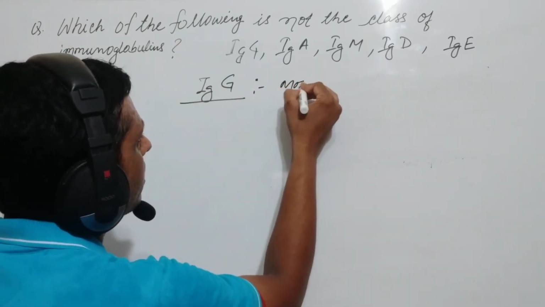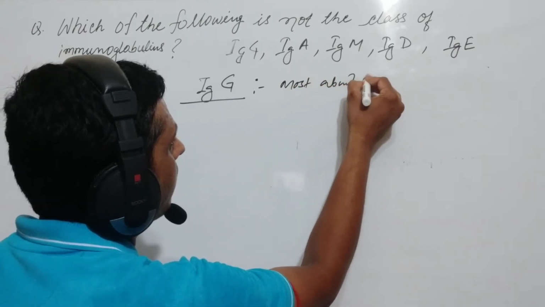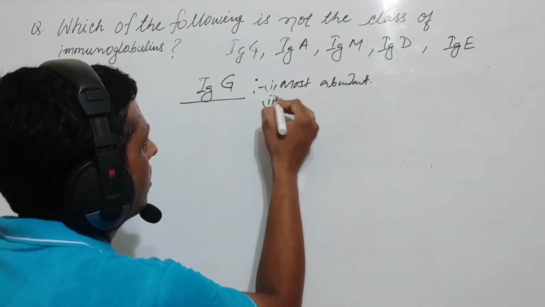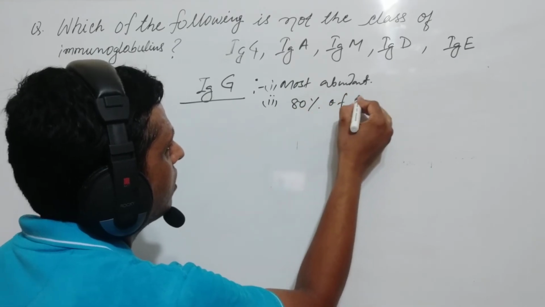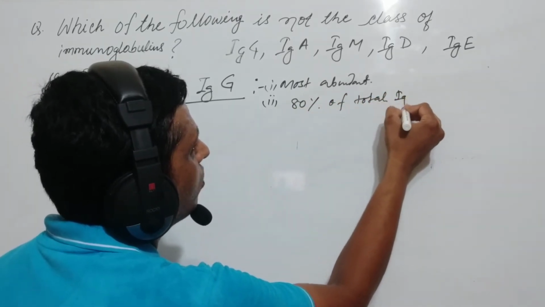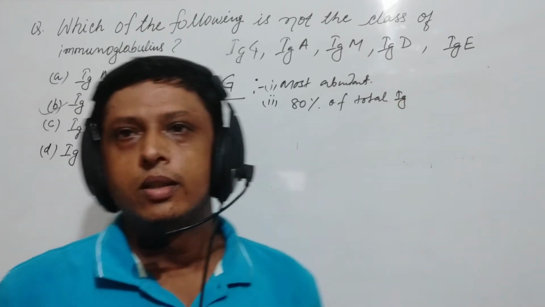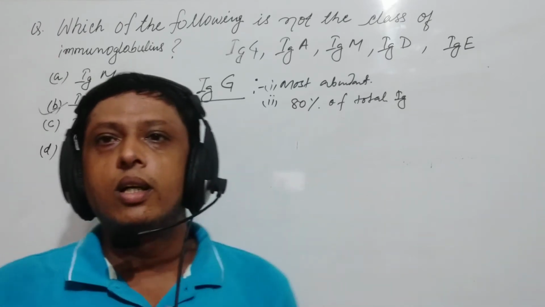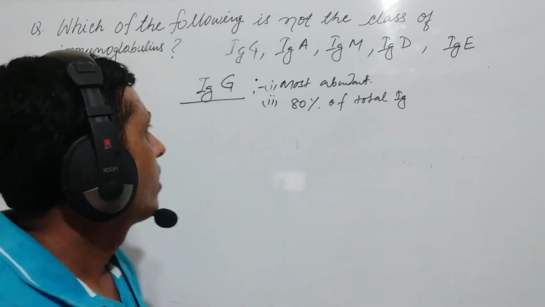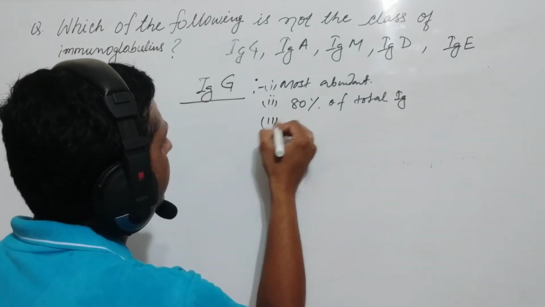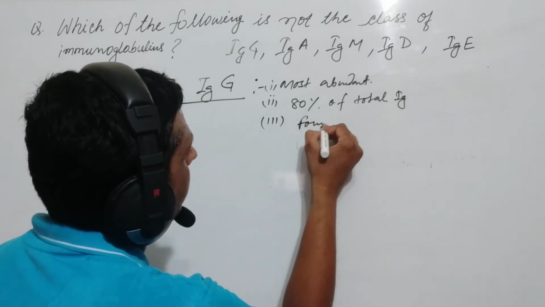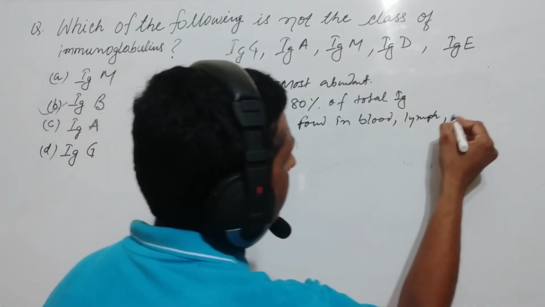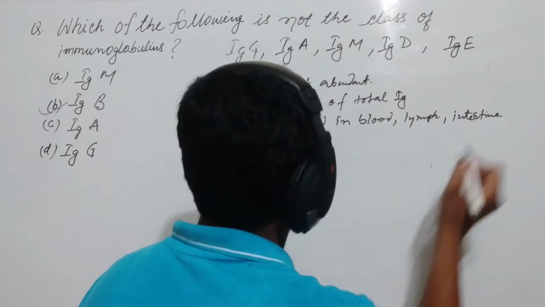IgG is most abundant in human body. It constitutes about 80% of total immunoglobulins in the blood serum. 80% of the total immunoglobulins are IgG type. IgG are found in blood, lymph, and intestine.